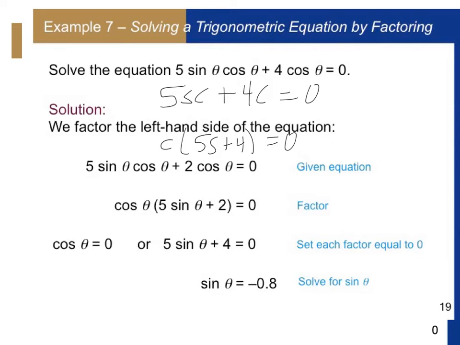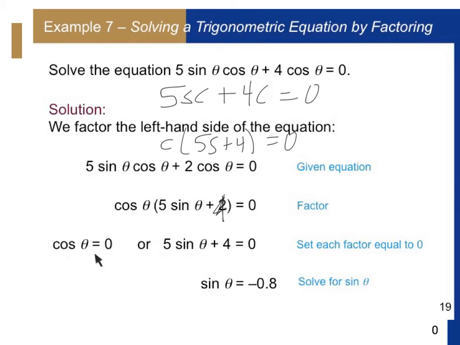And then going back to making them the trig functions, now we have cosine times 5 sine of theta plus 4. Right? It should be a 4 there. Sorry, that should be a 4. Okay, and then so we have two factors, right? Cosine of theta equals 0, or 5 sine of theta plus 4 equals 0.